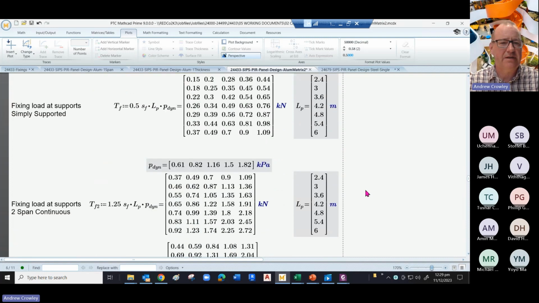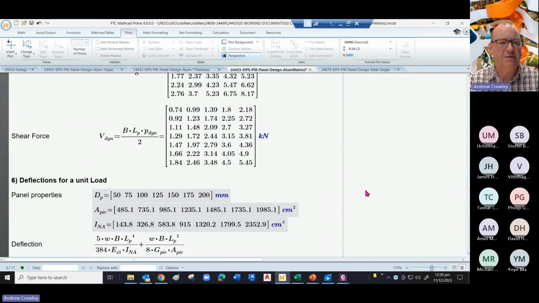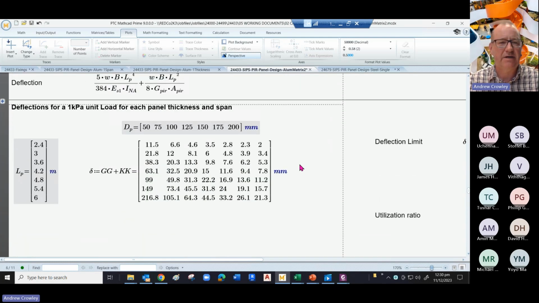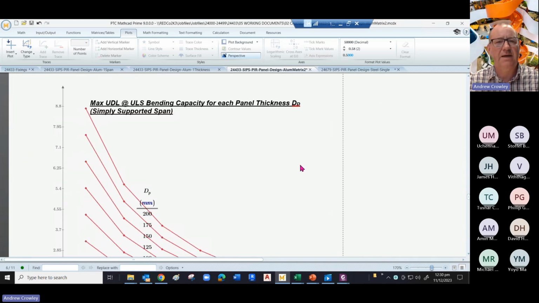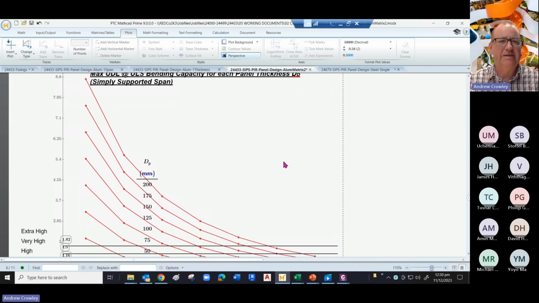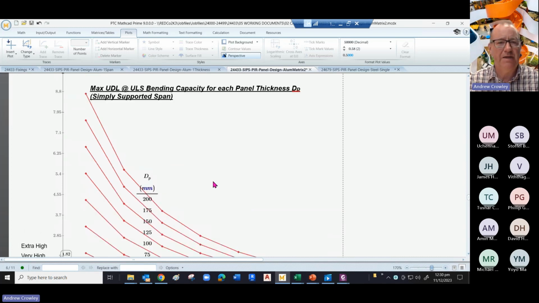So these are the fixing loads under each of the wind pressures, low, medium, high, and so forth. You can go into what's the deflection under unit load. This is a bit of a sidetrack, not entirely necessary. And then we can look at the bending capacity for each panel for each thickness, and then superimpose on that the high, very high, medium, and so on, the wind speeds across that. So this is for bending failure.